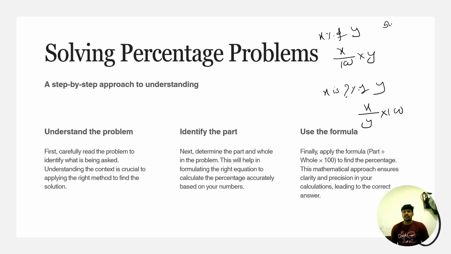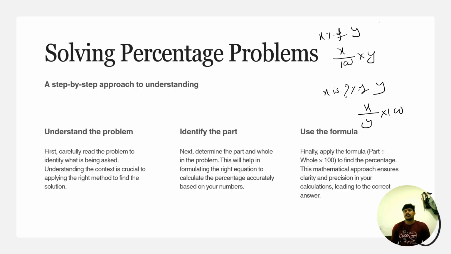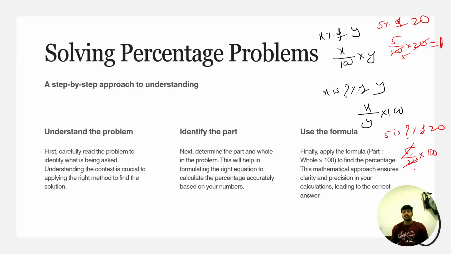Like for example, I will take this one. Now let us take that 5% of 20. 5% of 20 means 5 by 100 into 20, which is equal to exactly 1. But 5 is what percentage of 20? Then 5 by 20 into 100, that is equal to 25%. Both of them are completely different. 5% of 20 means you are finding out the value. But if 5 is what percent of 20, you are finding out one value is what percent of the other value. Then it will be x by y into 100. Just remember these two things.